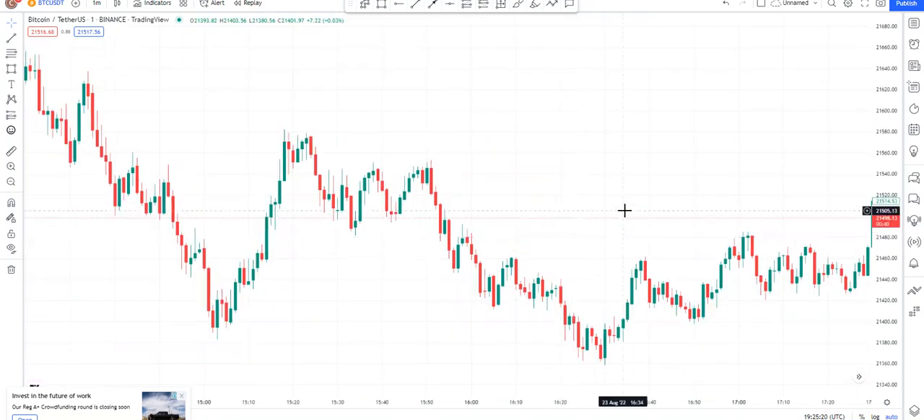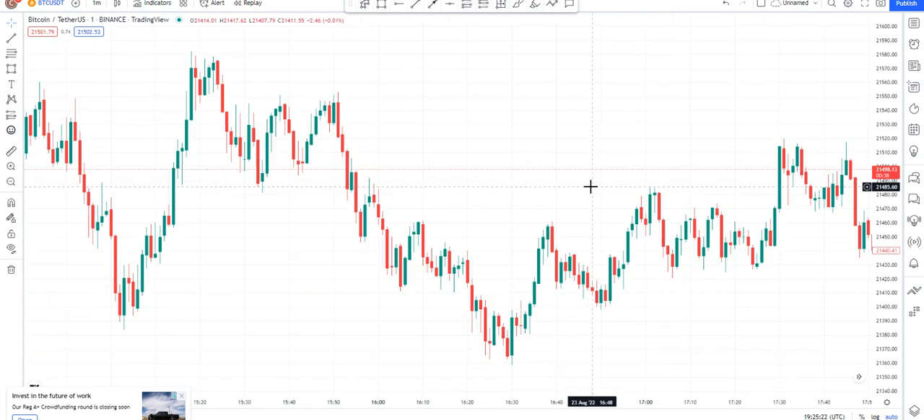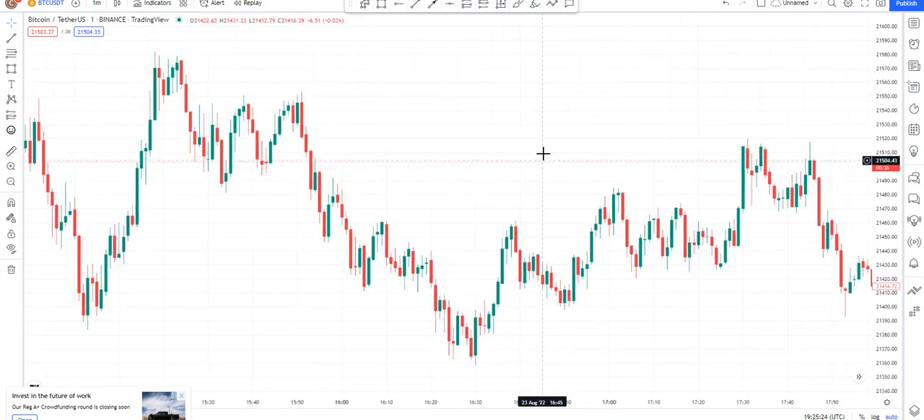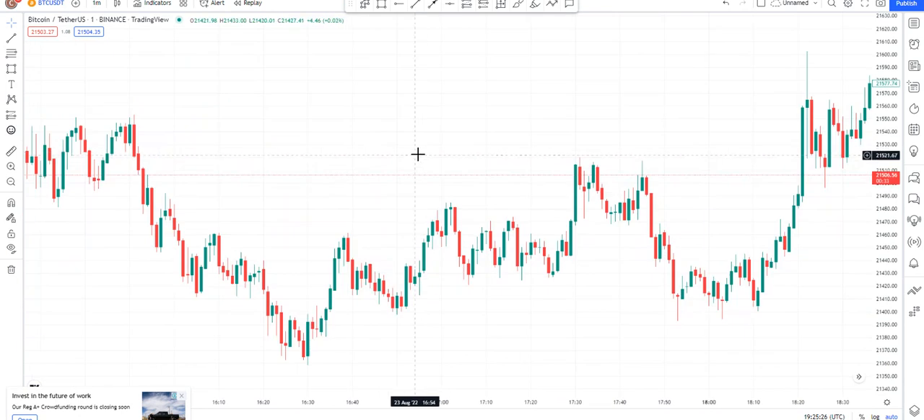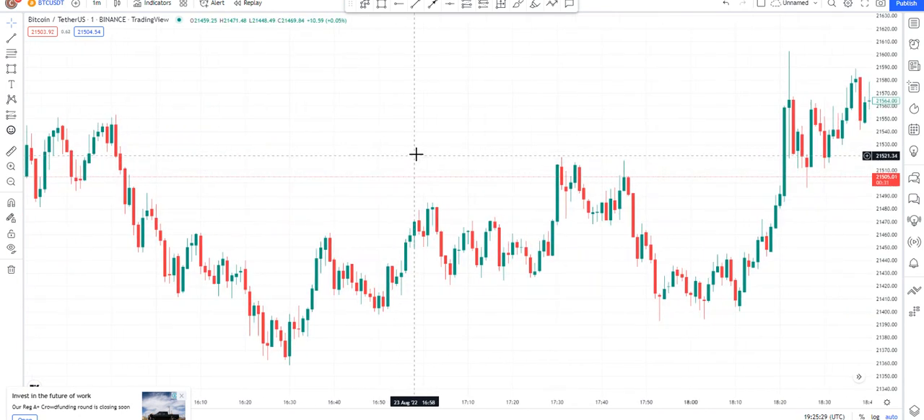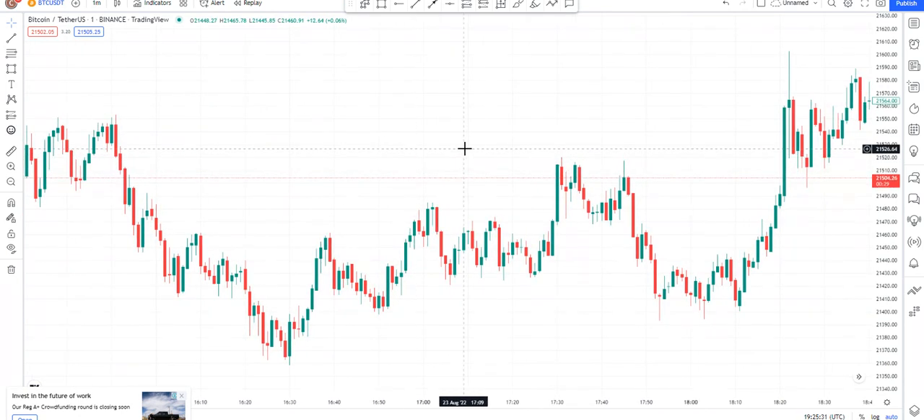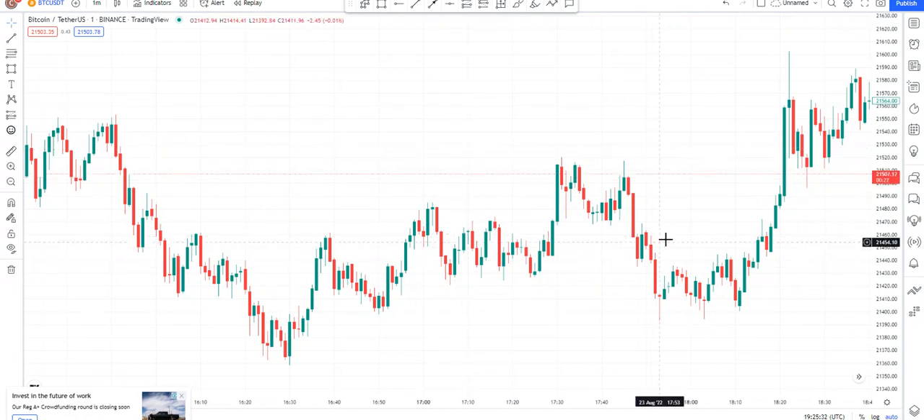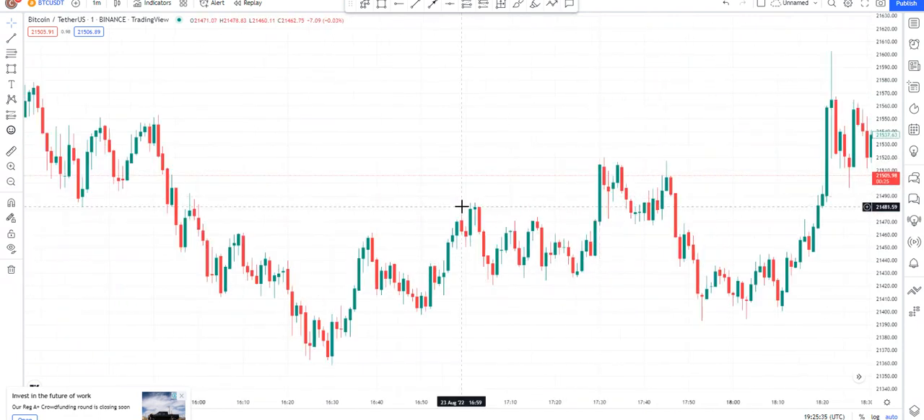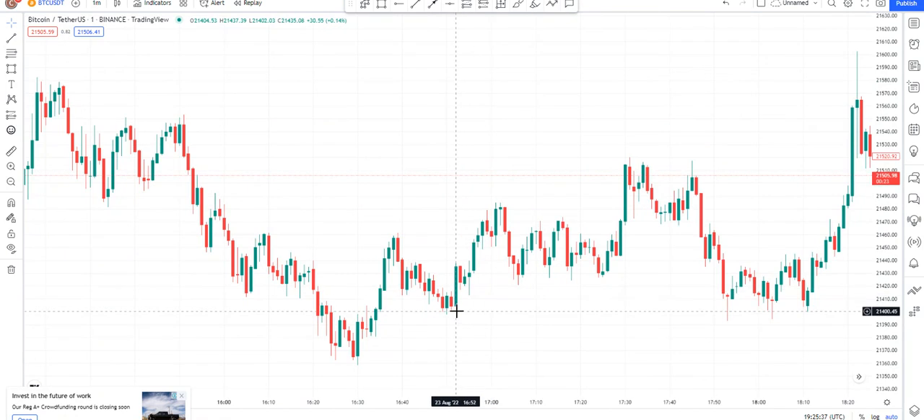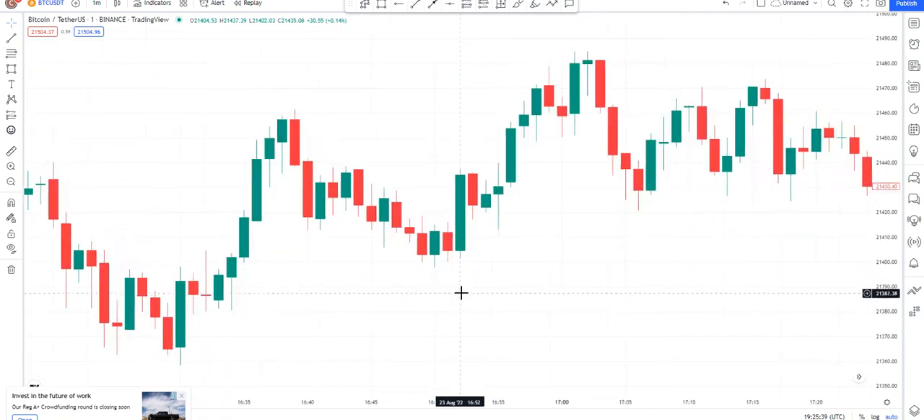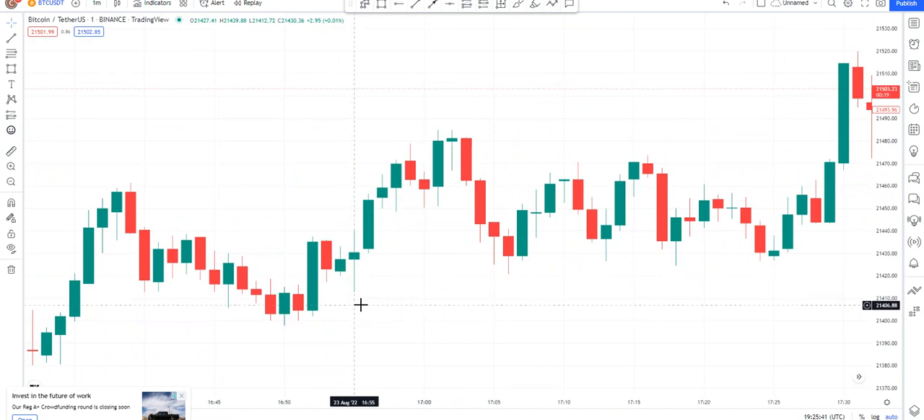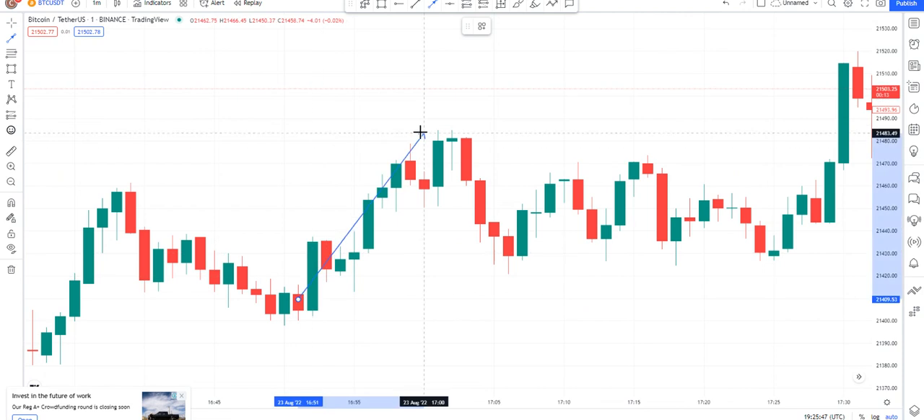Let me just use this part as an example instead of wasting much time. So look at this upward move from here.